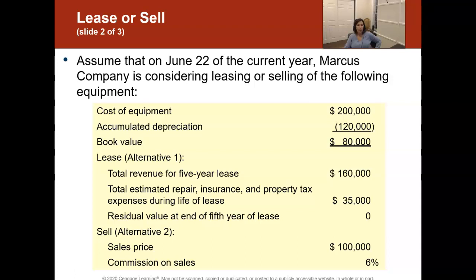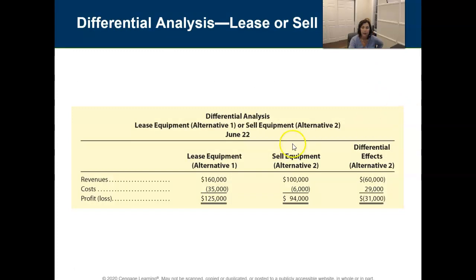And alternative one is to lease. And we think that total revenue for the 5-year lease would give us $160,000. We're going to have to be repairing it because we still have title to it during that time, and we may have some other related expenses, and we think it's going to have zero value at the end. On the other hand, we could just sell it outright and potentially pay a commission to a broker for selling that item. Here is our 3-column format where we examine which of those might produce a better result for us.